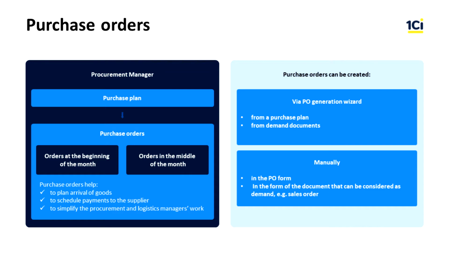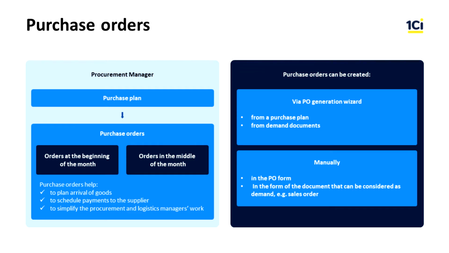Purchase orders help to plan the arrival of goods and the schedule of payments to the supplier. Purchase orders simplify the procurement and logistics manager's work and make it faster. In fact, in 1C ERP, a purchase order can be used by the following methods. With the help of the purchase order generation wizard, from purchase plan, from demand documents, and manually, from the purchase order form, and in the form of the document that can be considered as demand, for example, sales order.